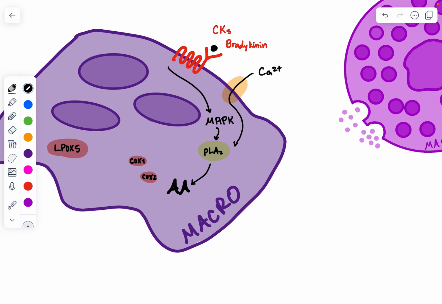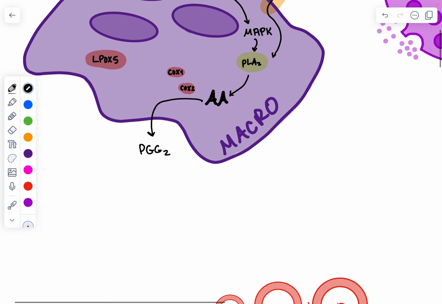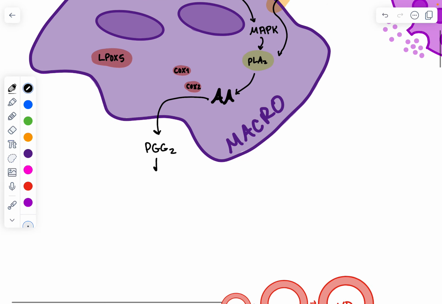So in the cyclooxygenase pathway, arachidonic acid will then be converted into prostaglandin G2. These cyclooxygenases are targets of pharmaceuticals, and I'll go over that in a little bit more detail later. But prostaglandin G2 can also be then interconverted to prostaglandin H2.